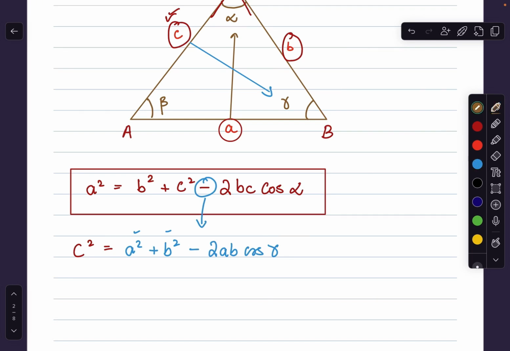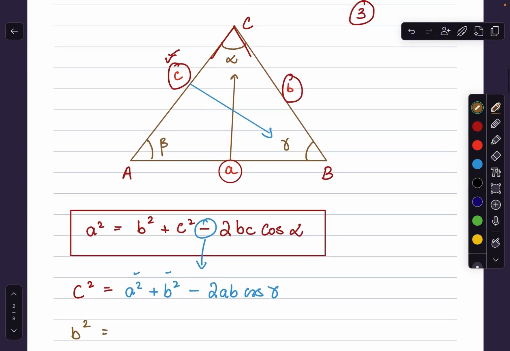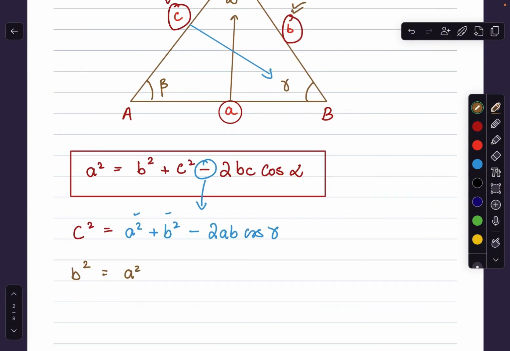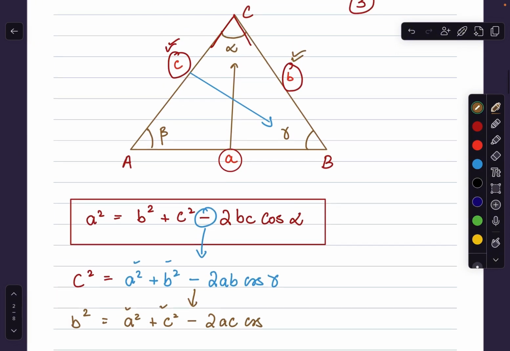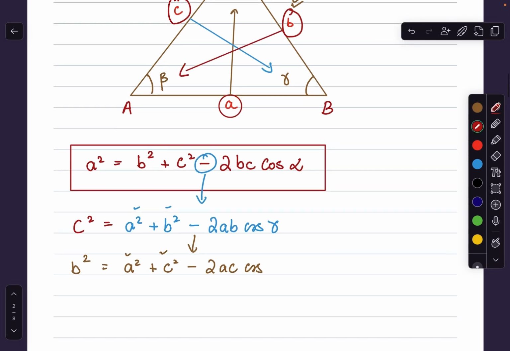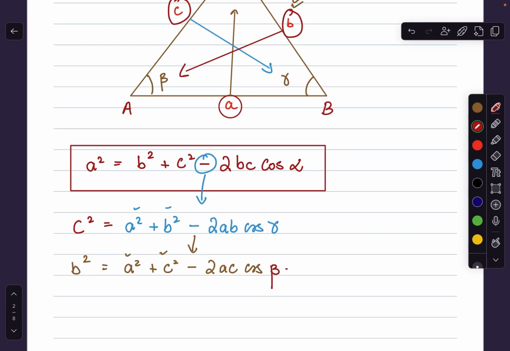Similarly, if you're finding the side b, then you start with b square equals to. Now as you're starting with b square, the other two sides are a and c, so then a square add with c square and subtract 2 times, again the subtraction is with the formula, 2 times, now the included sides are a and c, 2 times ac, and then cos of. Now for checking the cos, because you're finding the side b here, the opposite angle to that is beta. Now the angle here is beta.